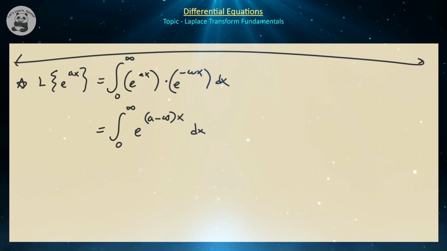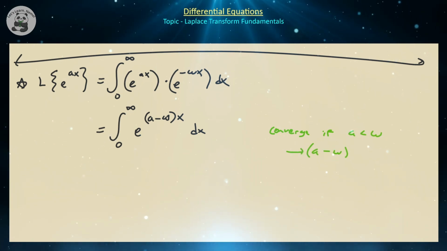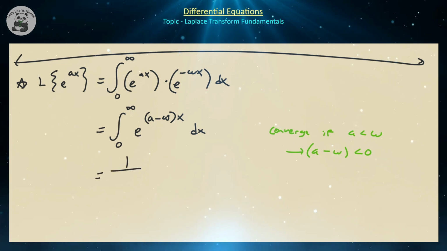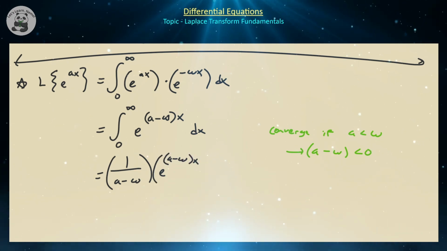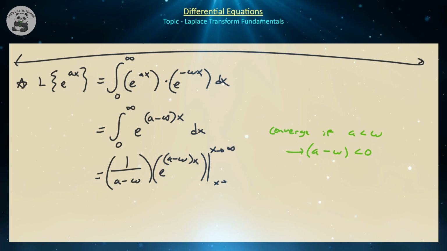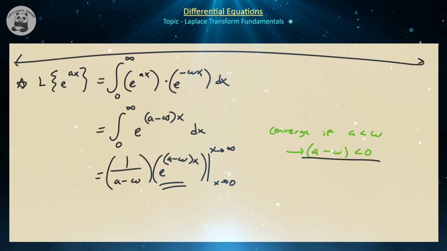Obviously, this integral is going to diverge if a is bigger than omega, but it definitely is going to converge if a is less than omega, which means that a minus omega, that number in front of x, is a number less than 0. So let's assume that that is actually the case. So if that's the case, then we're going to have 1 over a minus omega times e to the (a minus omega) x, and that's going to be evaluated as x goes to infinity and as x goes to 0. So as x goes to infinity, this is going to go to 0, provided that this is the case. And as x goes to 0, that's going to go to 1.